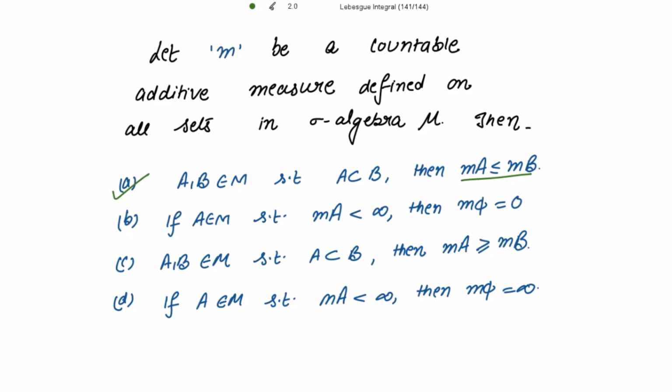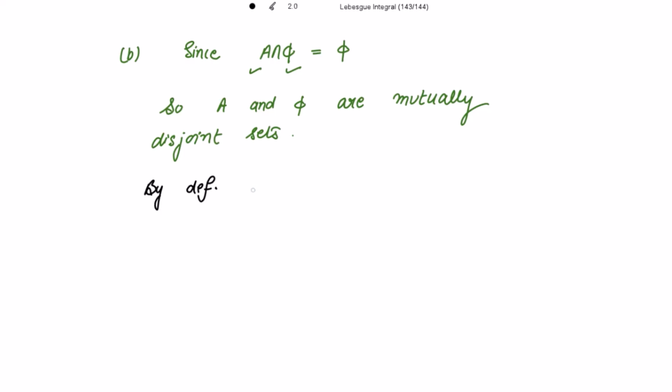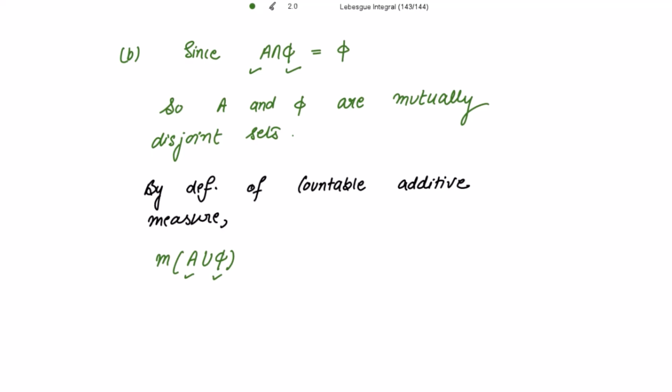Let's check option B. Since we know that if I take the intersection of A with phi, that will be equal to phi, which means A and phi are mutually disjoint sets. So again, by the definition of countably additive measure, the measure of A union phi, because A and phi are mutually disjoint sets, will be equal to the sum of their measures.